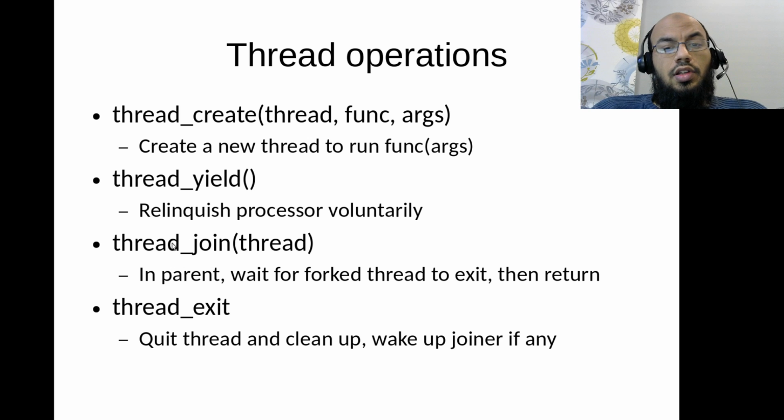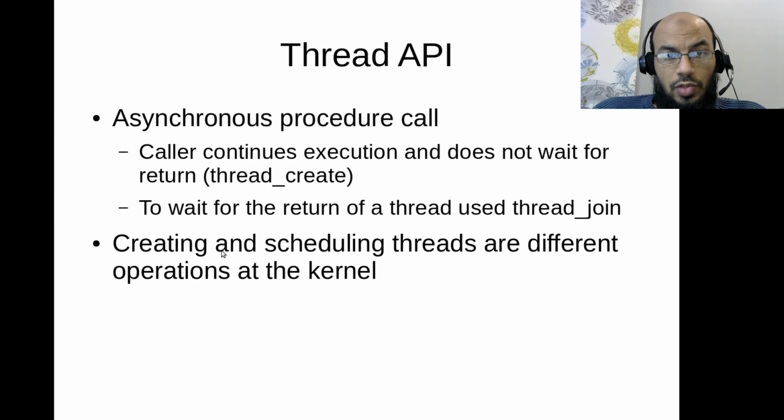Thread join is the parent waiting for some of the forked threads to exit and then return. Just like when we were talking about process management in the previous few slides, if you are the parent, you can start new threads using thread create, for example, and as a parent, you can wait for forked threads to exit. So you start child threads, and you wait for them to be done before you do anything else. Then there is thread exit, which is the call a thread makes to quit, clean up whatever memory it has used, and wake up any joiner. So if it had a parent, it will wake up the parent.